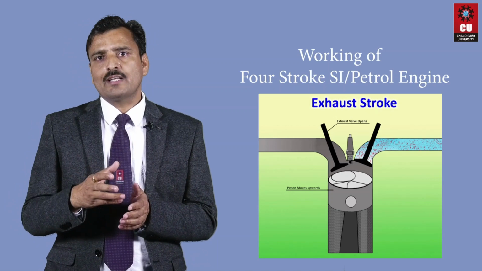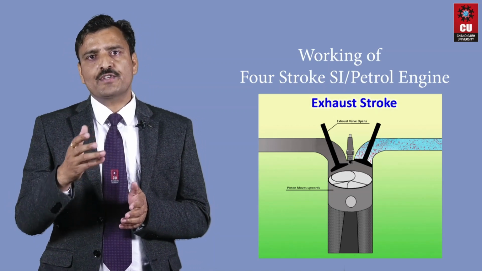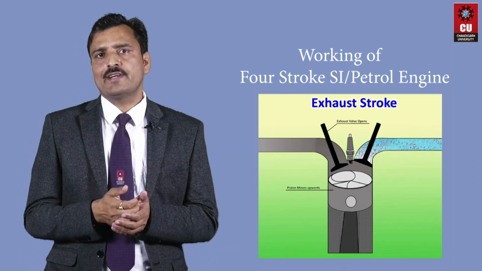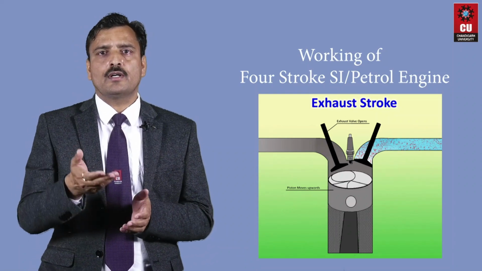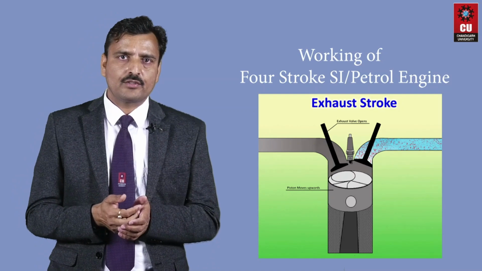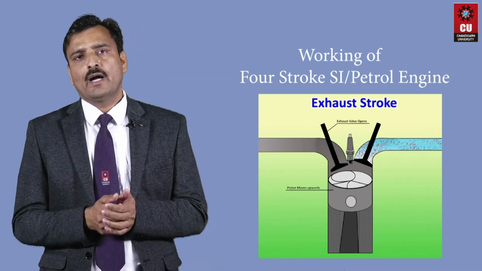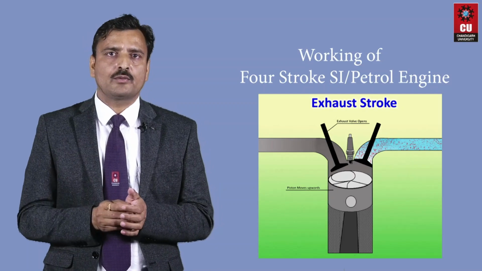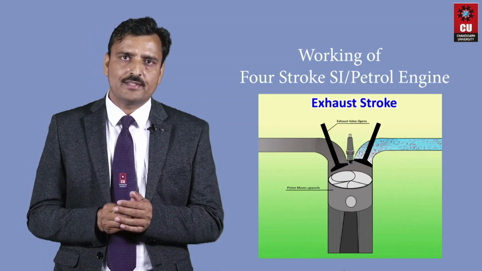So the exhaust valve opens as the piston moves from bottom dead center to the top dead center. The piston pushes the products of combustion through the exhaust valve to the atmosphere. So these are the 4 strokes of an IC engine.